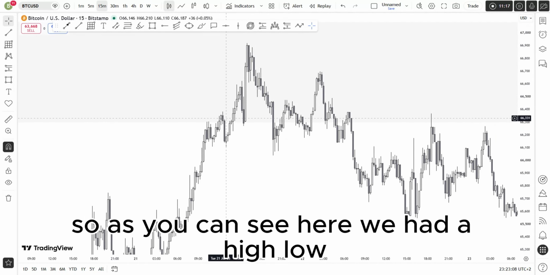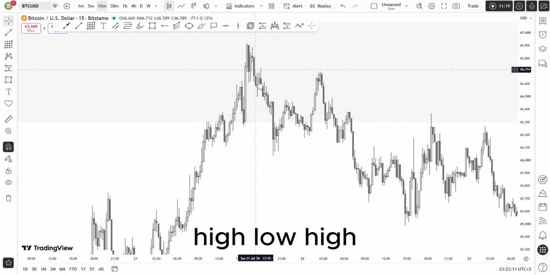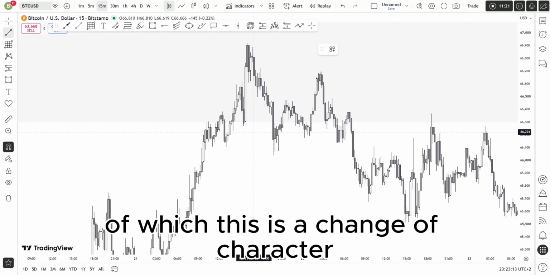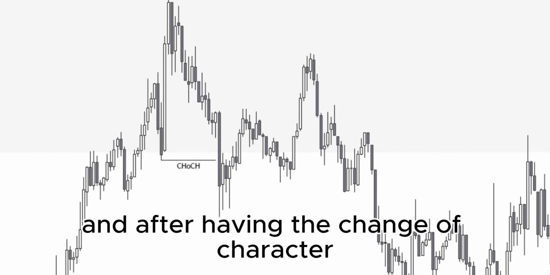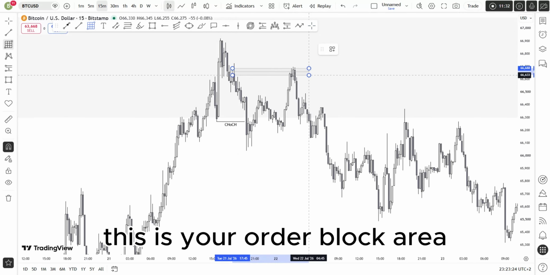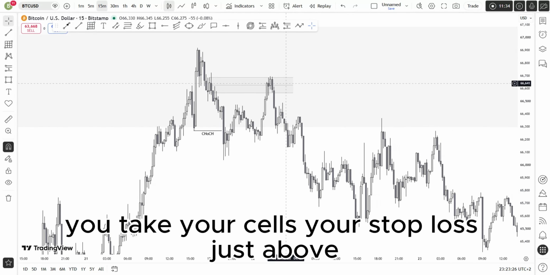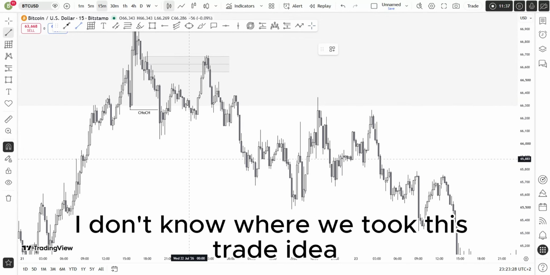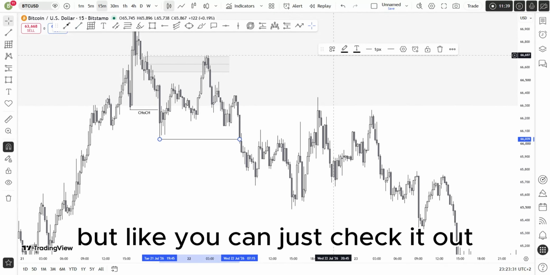So as you can see here, we had a high, low, high, low, high, lower low right there, of which this is a change of character. And after even the change of character, you can obviously see that we had this buy to sell, which is your order block. This is your order block area. You take your sales, your stop loss just above. I don't know where we took this trade idea, but you can just check it out, just because I don't remember.